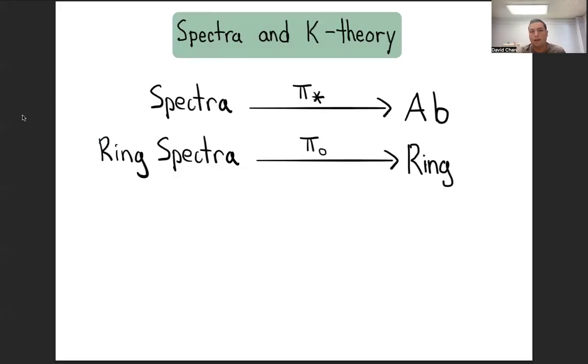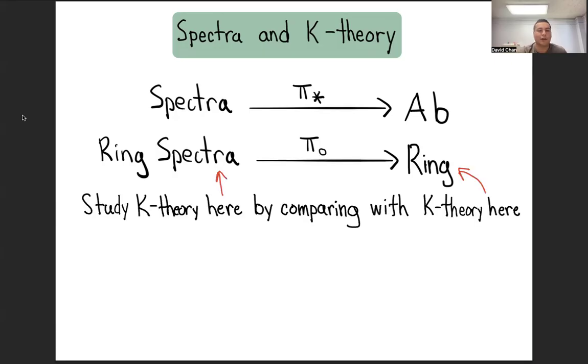Okay. So to say a little bit more about this and where this talk is going, I have this little schematic, right? If I have spectra, then I can take their homotopy groups and produce abelian groups. And if I have ring spectra, then when I take at least their pi zero, I get a ring. If you take all the homotopy groups, you get a graded ring. And if I want to understand the K theory of ring spectra, I can study the K theory of rings, and then I can ask myself how close is this map to being a comparison, or at least I have a map, and maybe knowing something about the K theory of the ring is going to tell me something about the K theory of the ring spectrum. Or for instance, if your ring spectrum is an Eilenberg-MacLane spectrum, then it's the same thing.